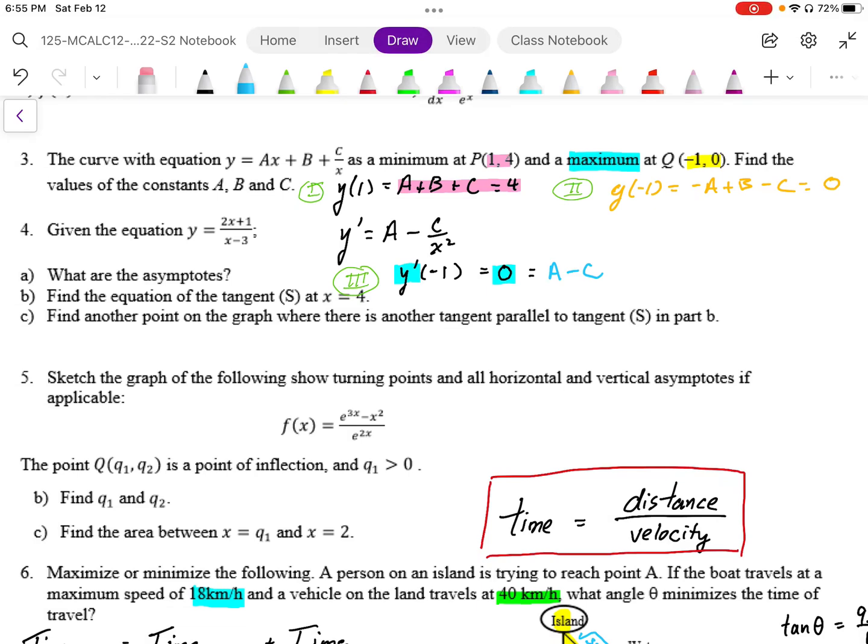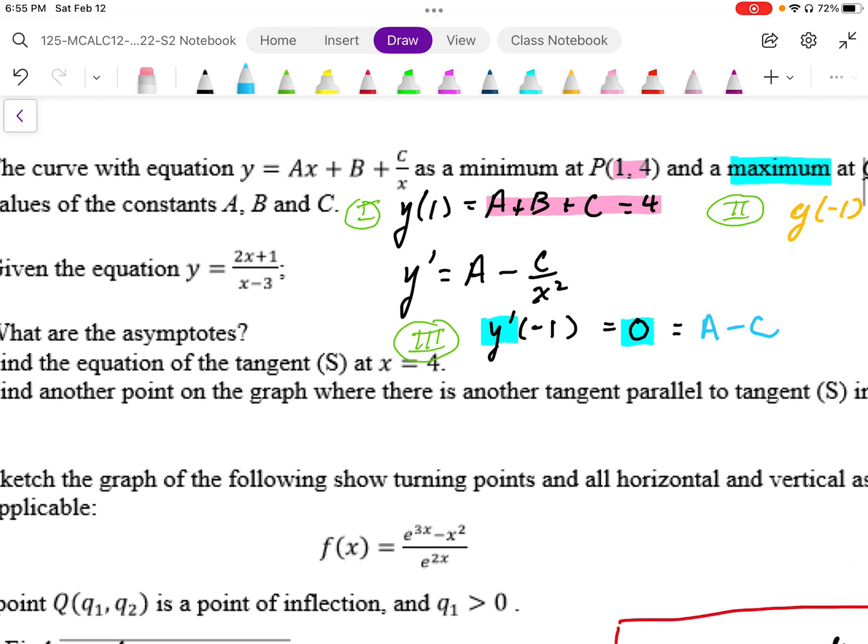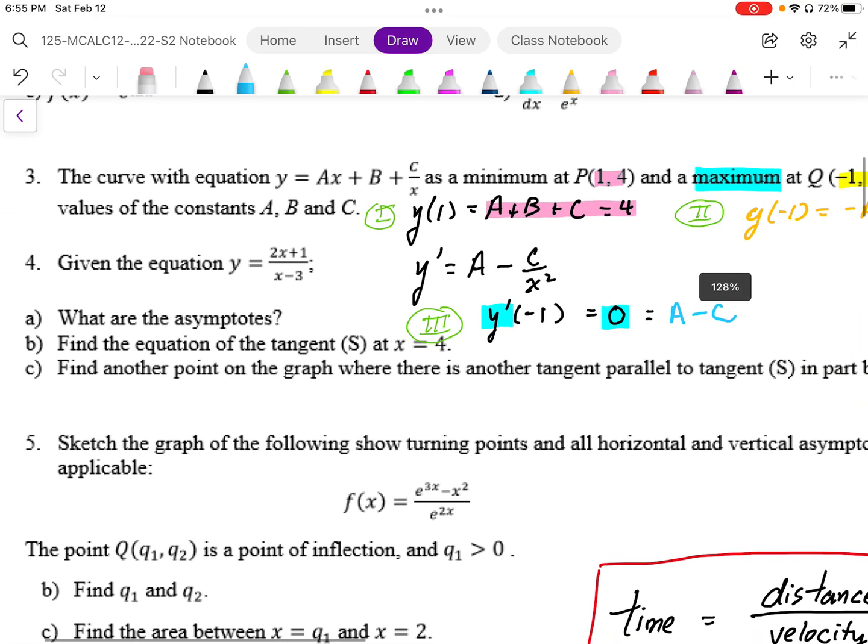In question number 3, we've been given the curve with an equation of y = ax + b + c/x, and we're asked to solve for a, b, and c. Now, the first thing we should recognize is that there are 3 variables. We need to come up with 3 relationships to solve this.